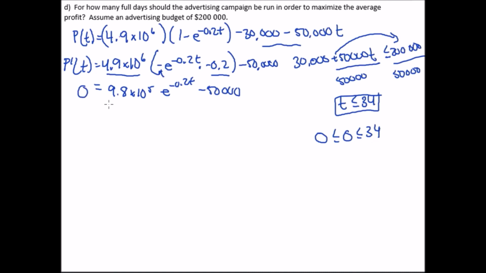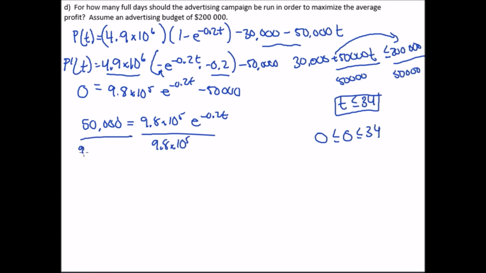So when does this equal 0? Okay, so when does 50,000 equal 9.8 times 10 to the 5, e to the negative 0.2t? So let's divide both sides by 9.8 times 10 to the 5. And I know I usually skip over a lot of this work if it's really easy, but this one is a little bit more difficult. So 9.8 times 10 to the 5. Okay, I get 0.05102. Okay, let's round it to there. Equals e to the negative 0.2t.